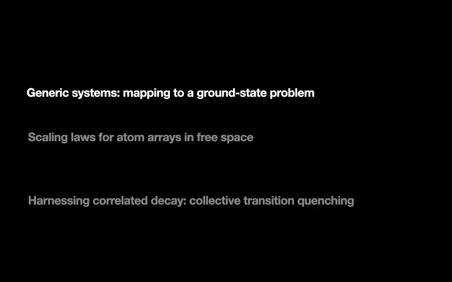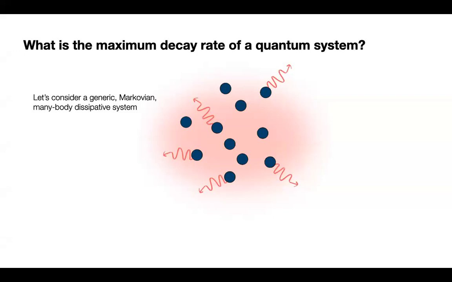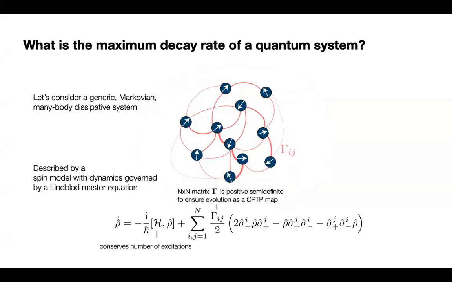Okay, so then let's start from the beginning. We're going to consider a quite generic Markovian many-body dissipative system formed by spins or qubits, two-level systems. And I'm going to describe it via a spin model with dynamics governed by a Lindblad master equation of this form. So this Lindblad master equation has two pieces, one part that is Hamiltonian, and it conserves the number of excitations. And this last constraint I can release, but just for the purpose of this talk, I'm going to keep it for now. Okay. And then importantly, this system is open, so there is dissipation, and this dissipation is captured by the second part of the equation.